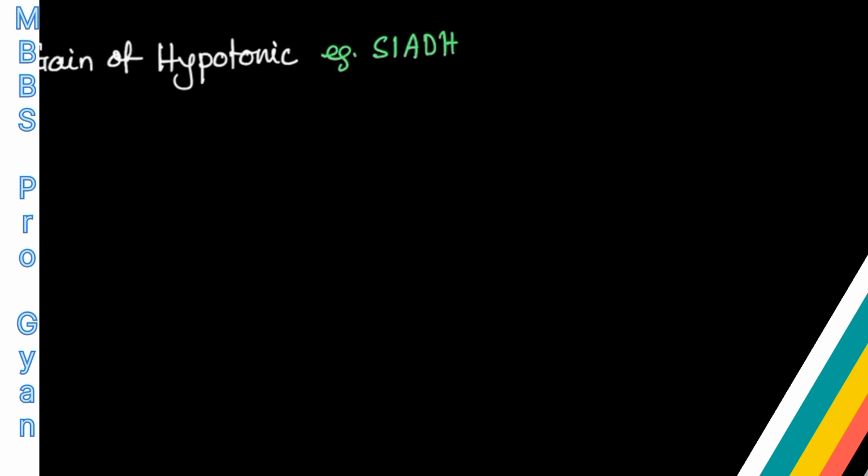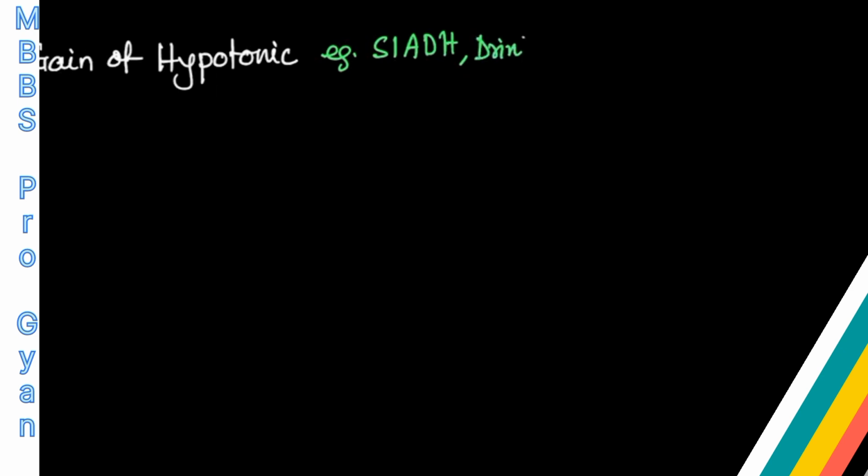Whenever your ADH level is very high, the kidney will absorb more and more water, and excess water will be added to the blood. Excess water will be added to the extracellular fluid volume. That is an example of gain of hypotonic fluid. Or if you drink more and more water, psychogenic polydipsia.